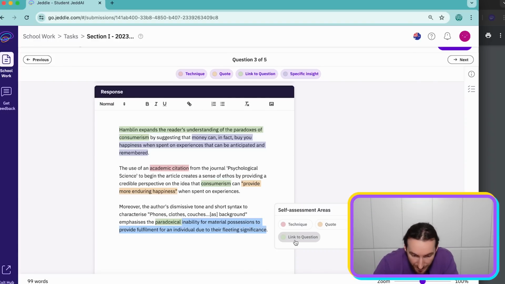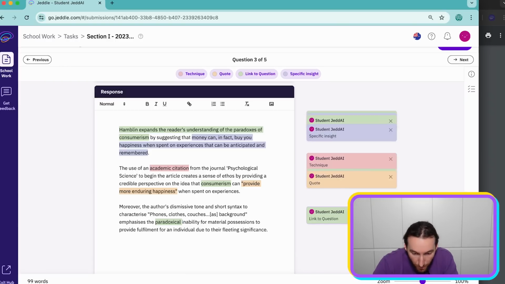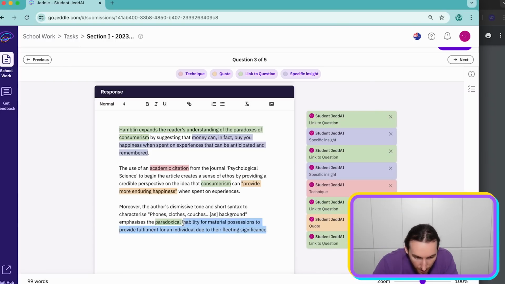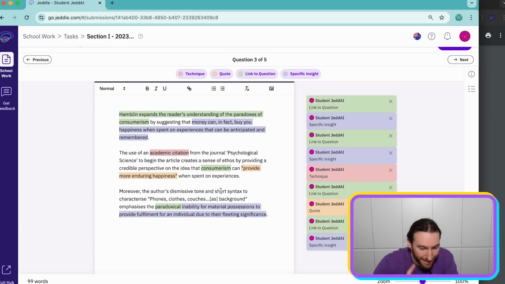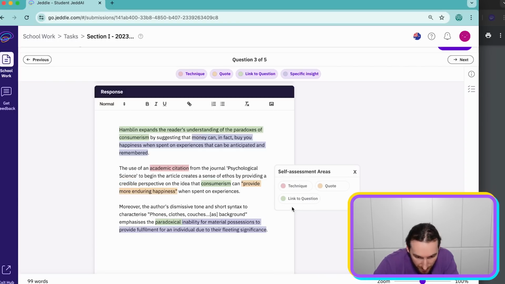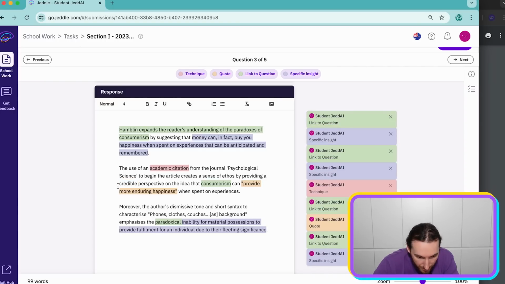So make sure you expand on these to get that specific point. Now, I want that specific insight. There we go. Okay, last one here. By the way, the ethos was credible. It was about credible perspective was our significant point here.